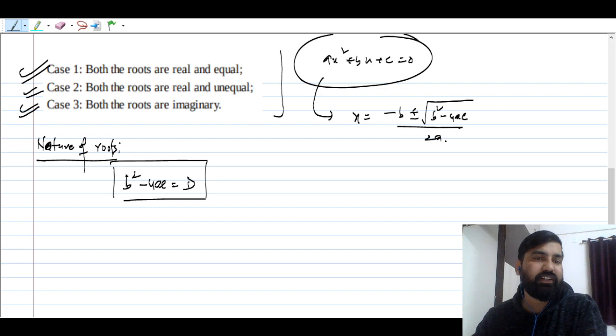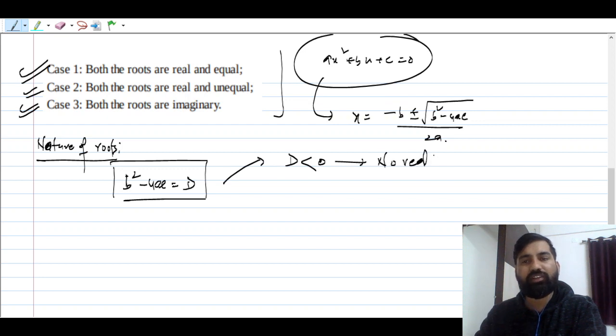Okay, so if d is negative, then the equation has no real roots. So there can be a few situations that you have to remember. If d is less than 0, remember, no real roots. What is the meaning of that? No real roots means there will be only imaginary roots.